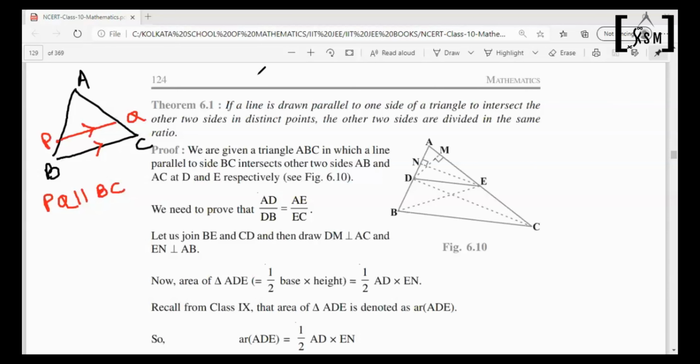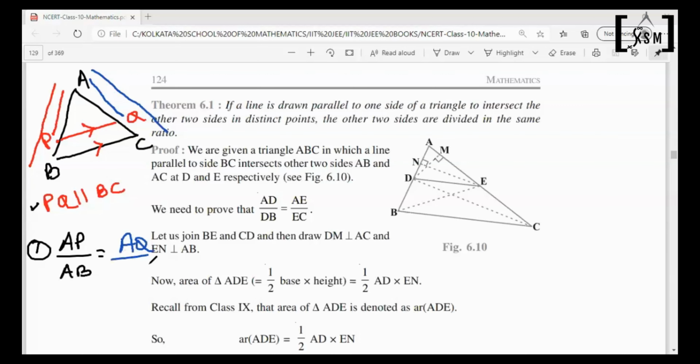If this happens in a triangle, then we can say, please listen very carefully. Point number one, we can say that AP over AB. I'm talking about a small triangle and a bigger triangle: small triangle APQ and bigger triangle ABC. So side AP over side AB. Small triangle side AP and bigger triangle side AB, right? And then small triangle side AQ over bigger triangle side AC. And then small triangle side PQ and bigger triangle side BC. Correct?